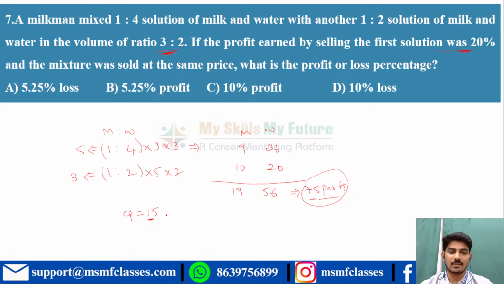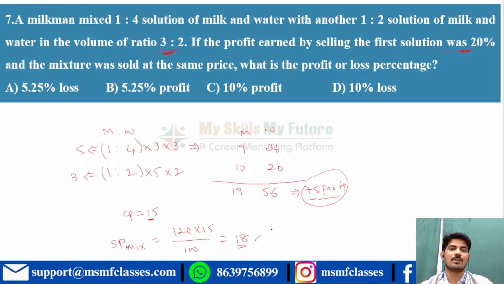So we are finding the selling price of the mixture here. That will be equal to 120 into 15 divided by 100. If I simplify this equation, we will get the selling price of the mixture as 18. Now we need to find the cost price.